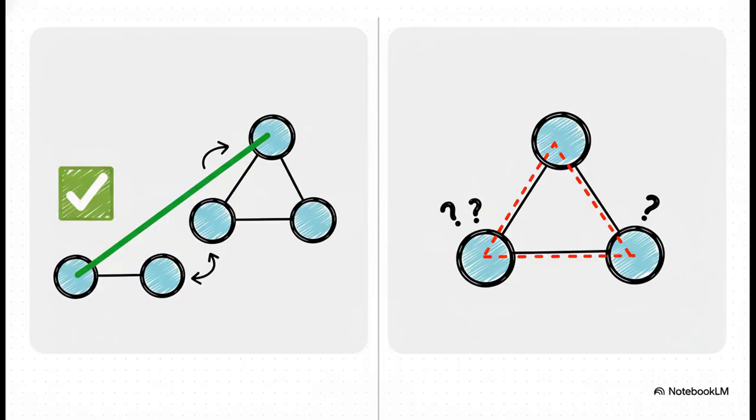Okay, so this is the key difference you've got to understand. A good connection, that's one that connects a brand new isolated building to our network, or it merges two totally separate groups of buildings together. But a bad connection, one that creates a cycle, is one that connects two buildings that are, surprise, already connected through some other path. They're already in the same group. That's the huge difference between actually growing your network and just wasting money on extra wire.